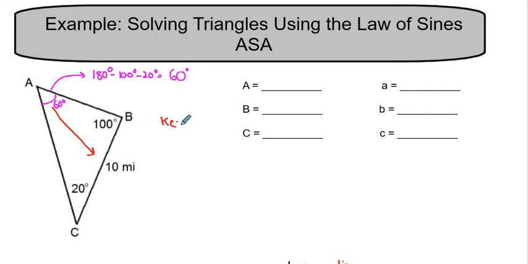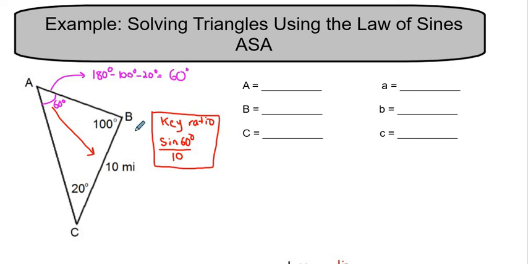And the key ratio is simply going to be sine of 60 degrees divided by 10. Now, why do we call that the key ratio? It's just a Mr. King thing that I made up to help students understand how to do it. That key ratio will solve for all the other sides and angles in the triangle.